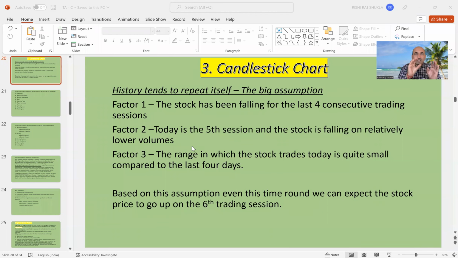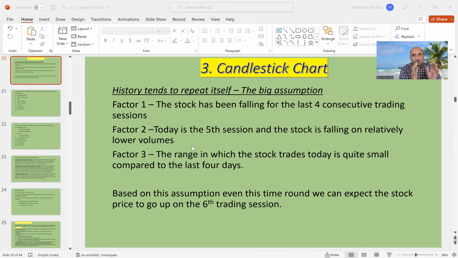Suppose, as a factor, we are considering that for the last 4 days the market is falling day by day. On the fifth day, what we see is that the market is not falling so much; it is trending in a narrow band. On the sixth day, the market reverses and starts an upward journey. If we see this pattern repeatedly happening in different stocks in different time frames, we can deduce that history tends to repeat itself.